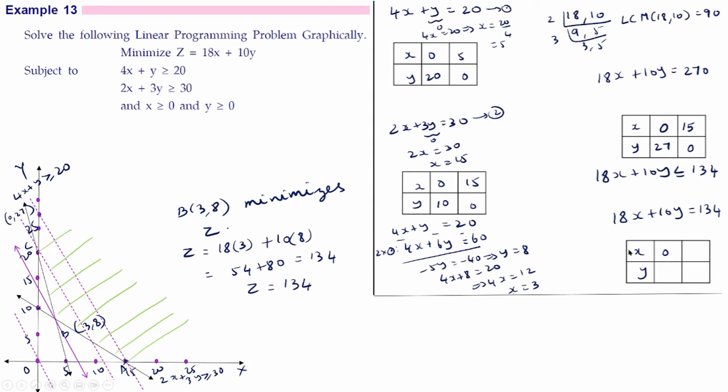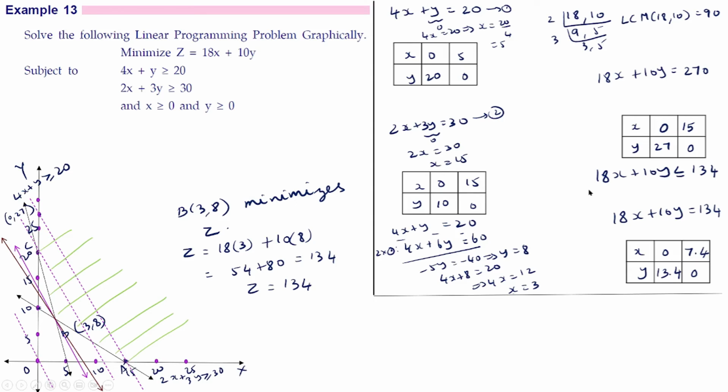When x is 0, this term will be 0. We will have 10y equal to 134, or y will be 134 divided by 10. It is 13.4. And then when y is 0, this term will be 0. x will be 134 upon 18. It is approximately 7.4. So let us mark the points (0, 13.4), which is somewhere here, and (7.4, 0), which is somewhere here. If we draw a line joining these 2 points, this is the line corresponding to 18x plus 10y equal to 134.